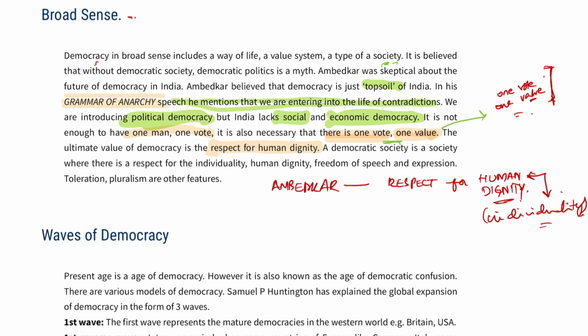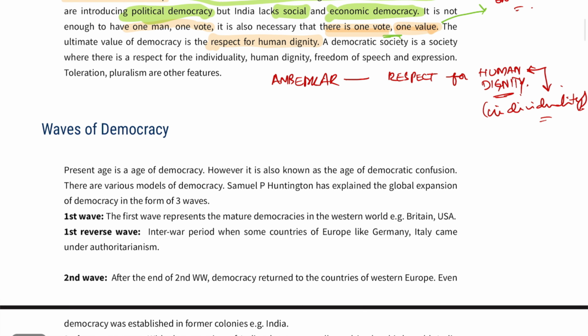The culturalists actually try to reduce the value to be given to individualism, but provide more importance to cultural or communal identity, communitarian identity, not communalism directly, communitarianism. All right. So, a democratic society is a society where there is respect for individuality, humanity, dignity, etc.